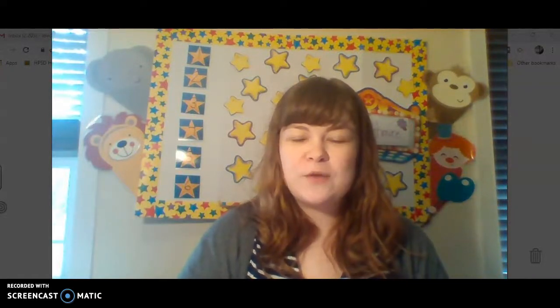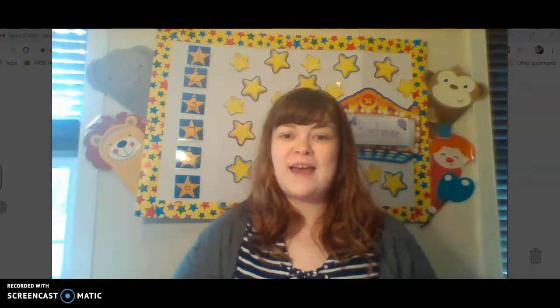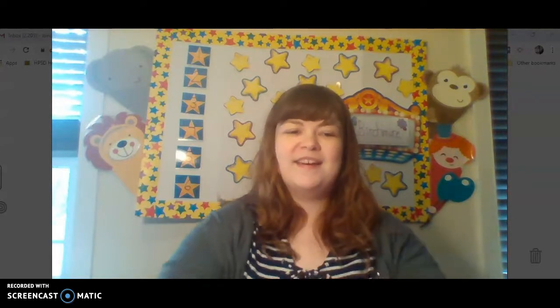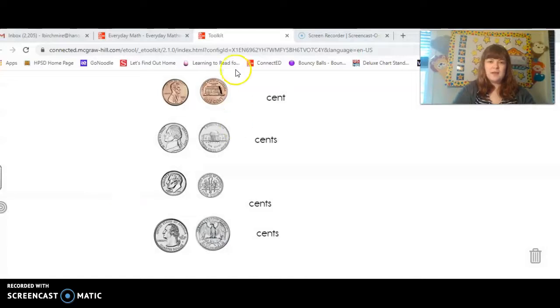Kindergarten. Today we are going to practice and review money. We are going to quickly review the names and the values of each coin, and then we're going to practice counting some money. All right, let's go. I'm going to take you over to my board here. So I have the coins laid out, each coin.